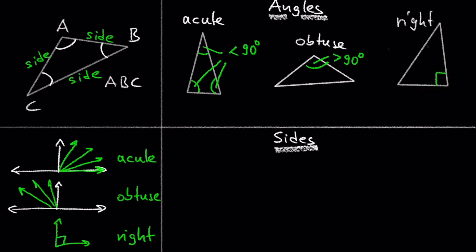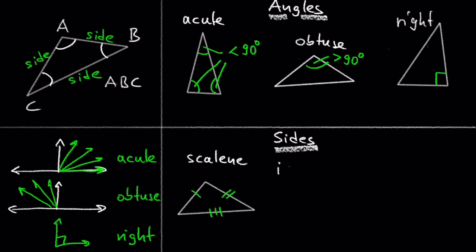Let's classify triangles by their sides. When no sides of a triangle are congruent, then we call the triangle a scalene triangle. In other words, when no sides are equal in length, then we call the triangle a scalene triangle. By the way, when no sides are equal in length, then also no angles are equal.